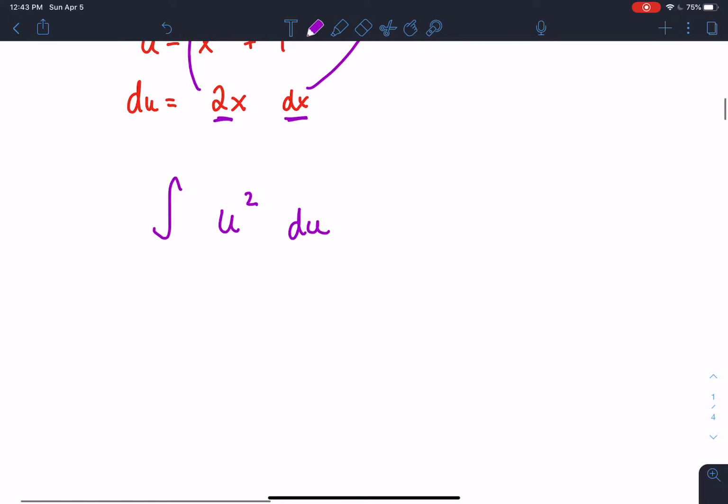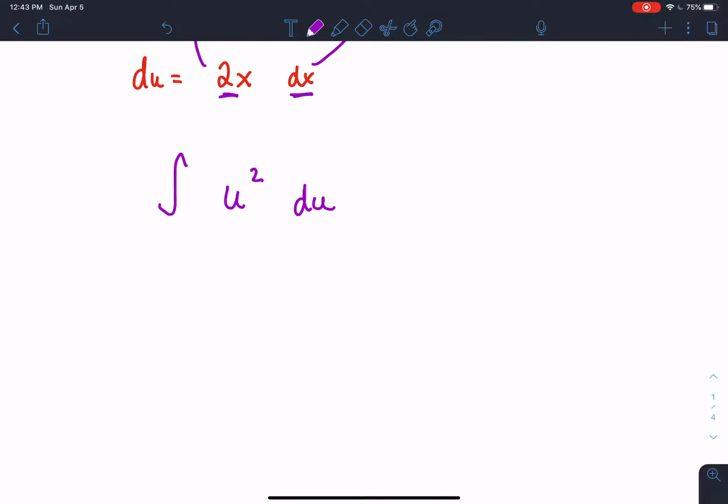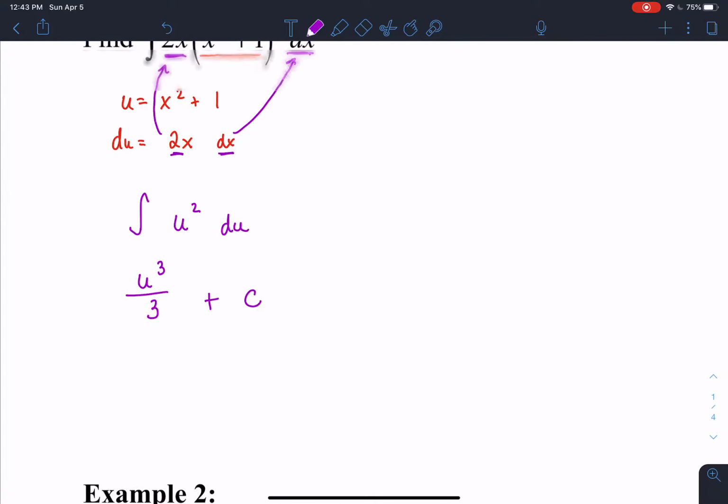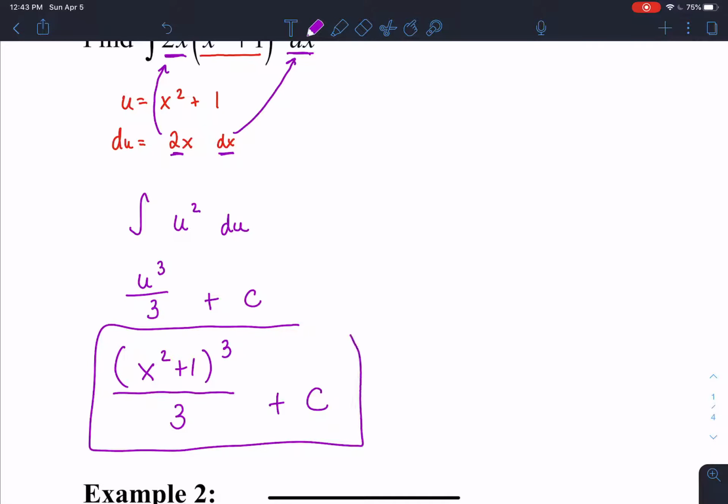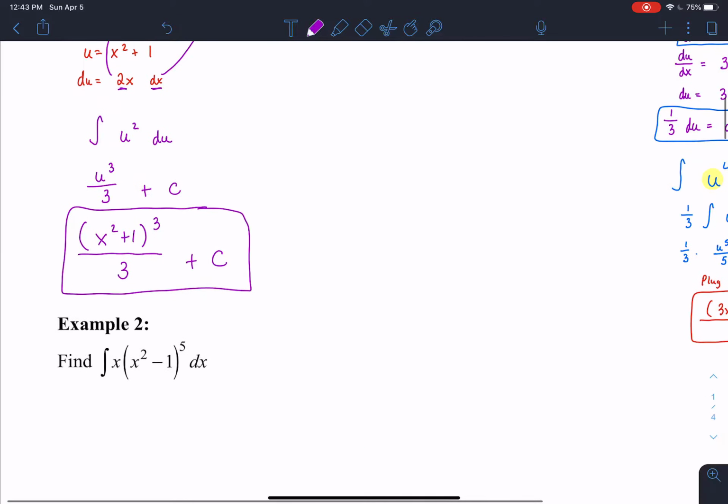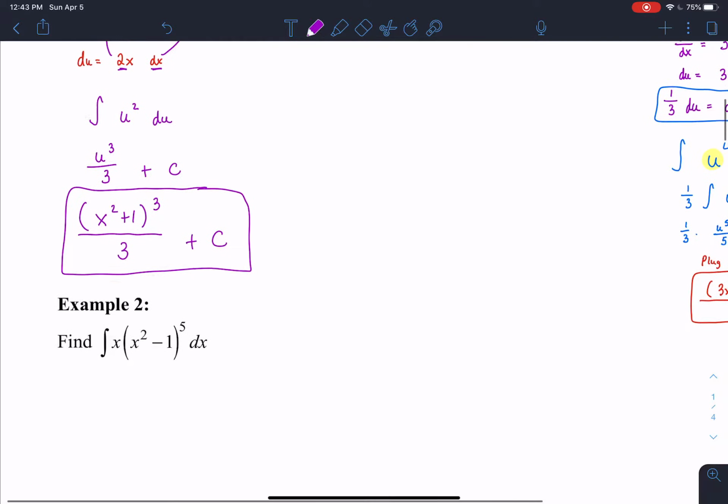And then you're just going to find the antiderivative from there. So you got u cubed over 3 plus c. And then you're just going to plug your u term back in. So you got x squared plus 1 to the 3rd over 3 plus c. So it's pretty straightforward like that.